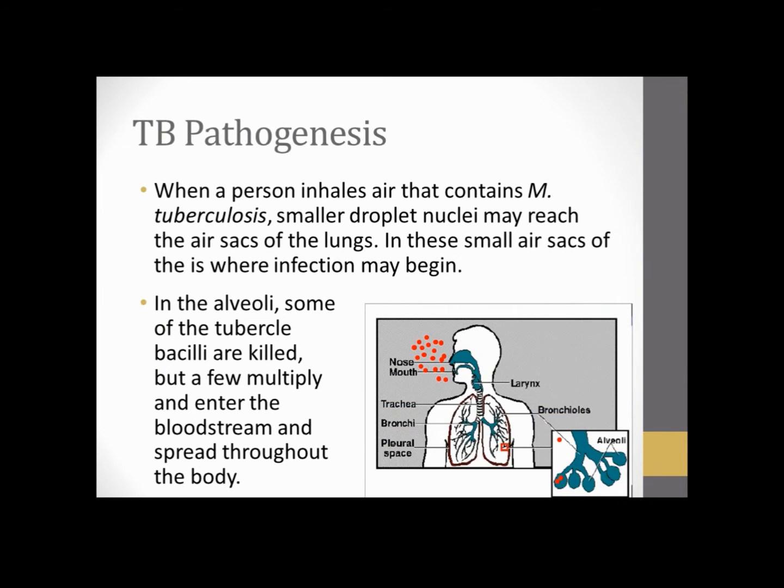TB pathogenesis. When a person inhales air that contains M. tuberculosis, smaller droplet nuclei may reach the air sacs of the lung. And these small air sacs are where TB infection may begin. And you can see the picture here, the red dots are the droplet nuclei, the person inhales it, and it can make its way all the way into the little alveoli, which go all the way to the branches of the lungs.